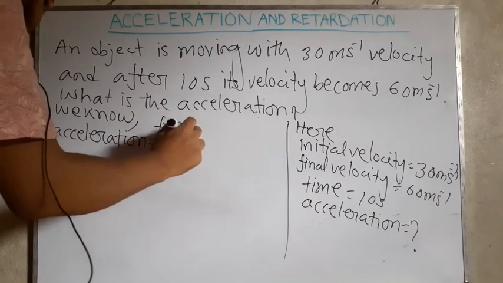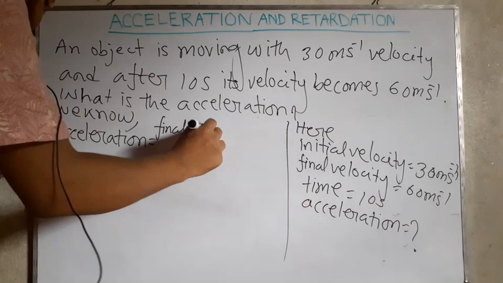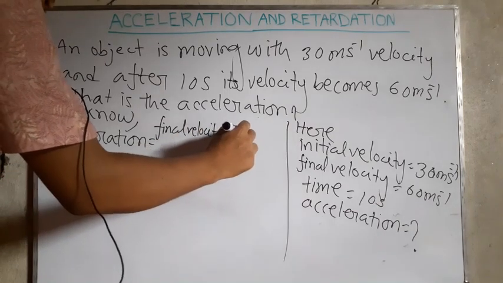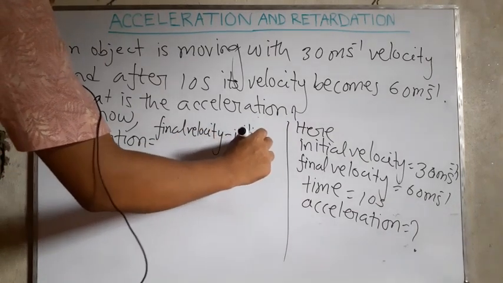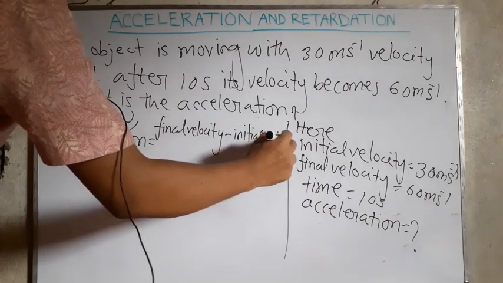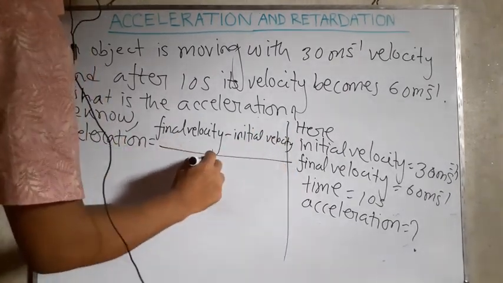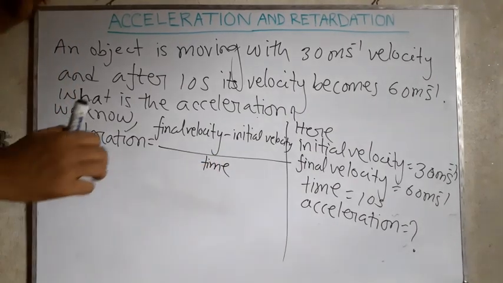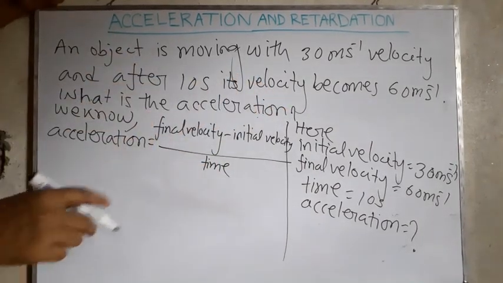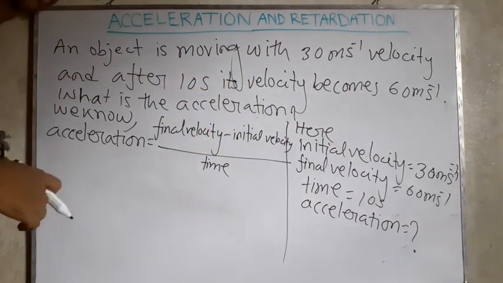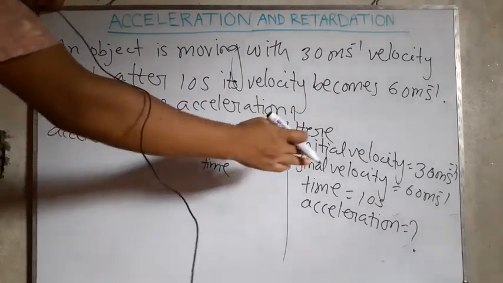final velocity minus initial velocity divided by time. Here final velocity is 60 meter per second and initial velocity is 30 meter per second, and here time is 10 second.